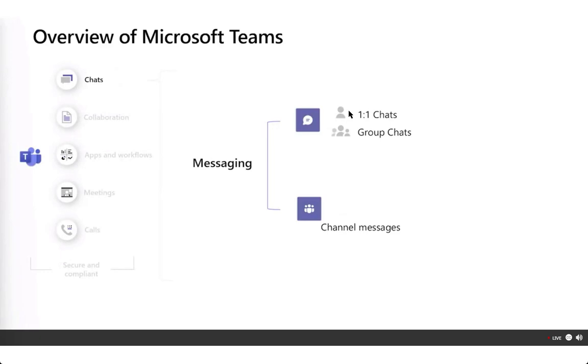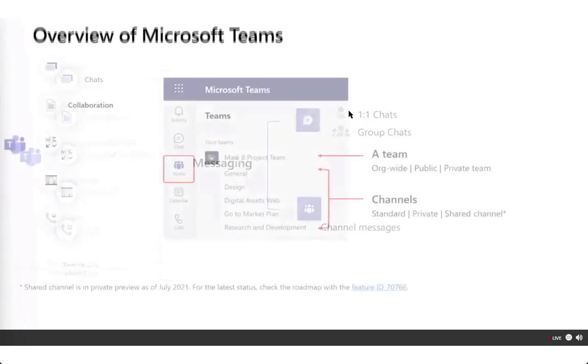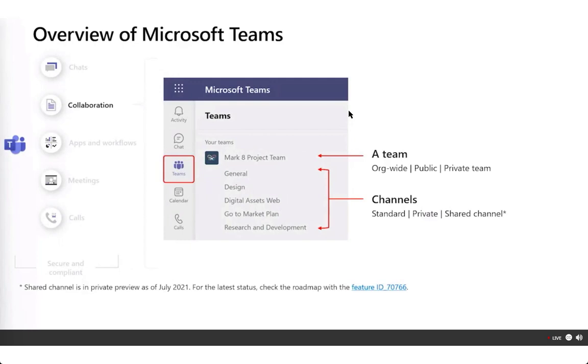With messaging, we can have one-to-one chats, we can have group chats, we can post messages in private channels if we desire. We'll have at least one org-wide team. We can have up to 5, as well as some public and private teams. Similarly, we'll explore standard channels and private channels, and the new shared channels are an option as well.